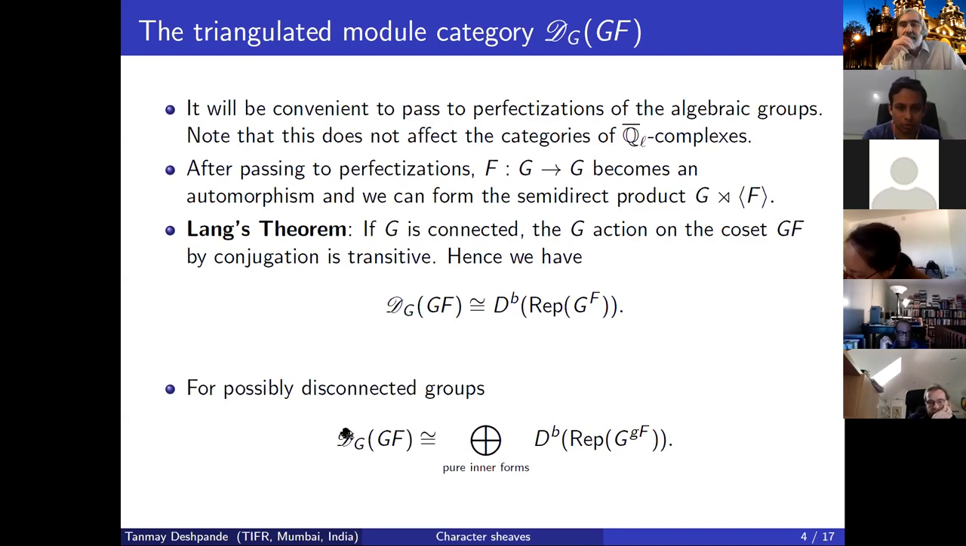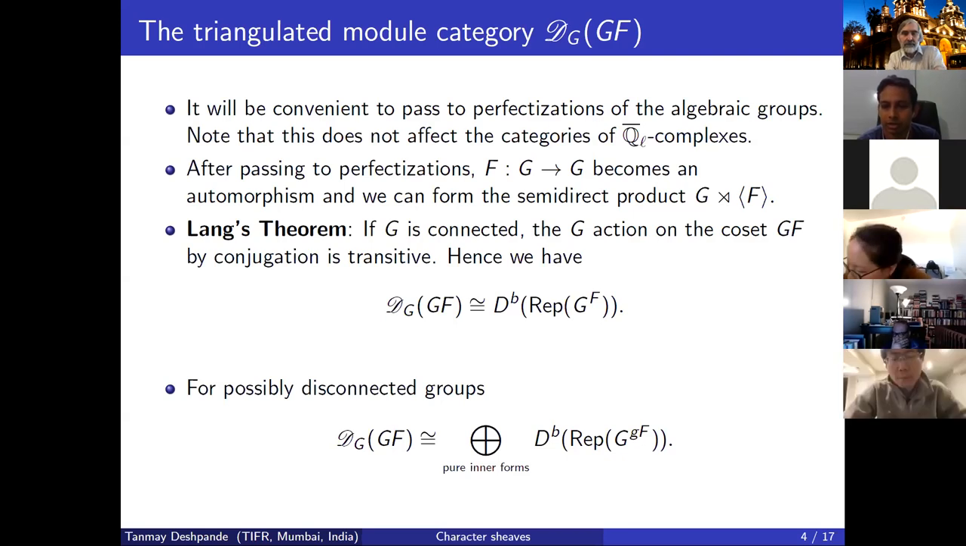And here, what I've written on the left hand side is the same as before, so let's see what this category is for disconnected groups. On the right hand side, we see that some pure inner forms of the Frobenius appear. Here this small g is an element of the group. By gF, I mean you apply the Frobenius and then conjugate by g. So this is Frobenius twisted by the conjugation of this element little g. This gives another Frobenius.